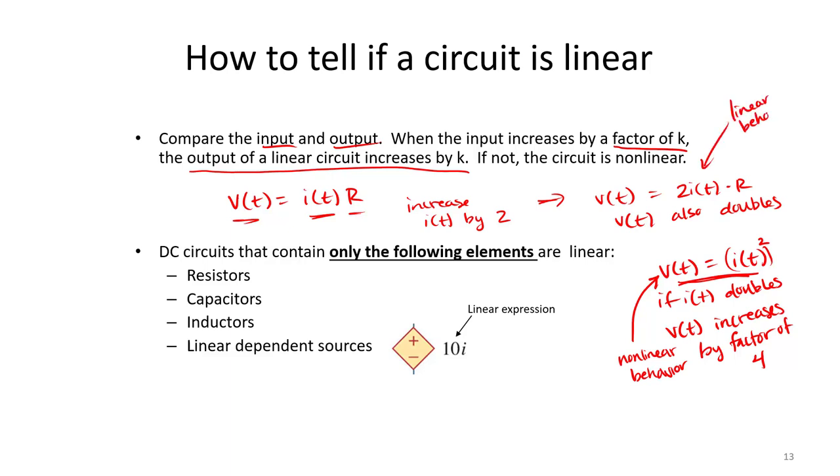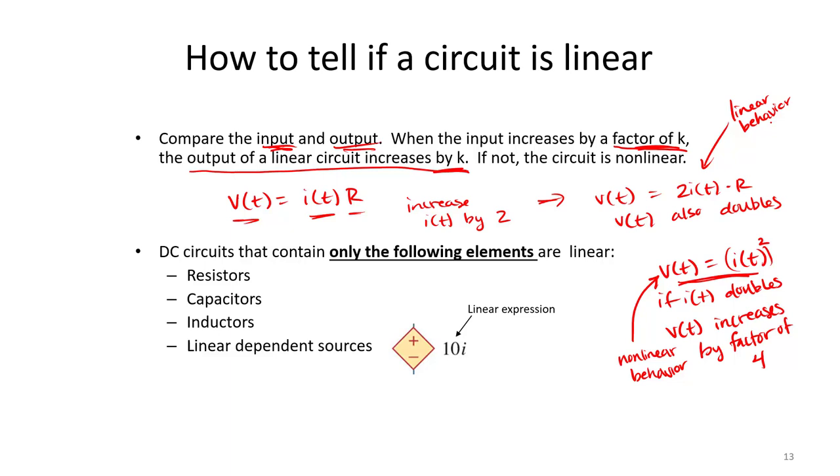So make sure you pay attention to that difference. One way to tell if a circuit is linear is to check input and output just like this. Again, if both the input and the output increase by the same factor of k, then we see linear behavior.